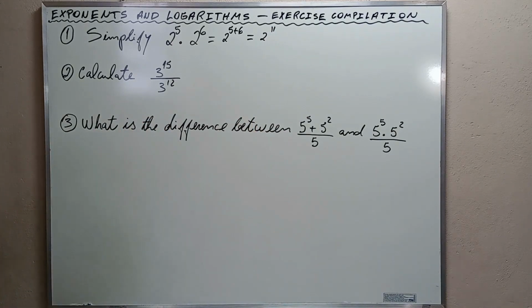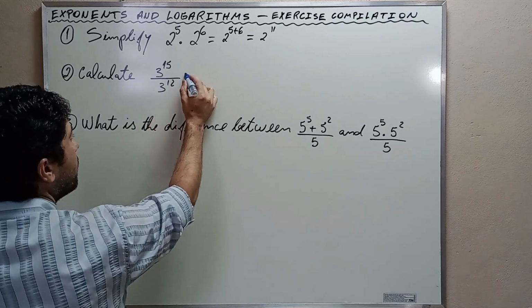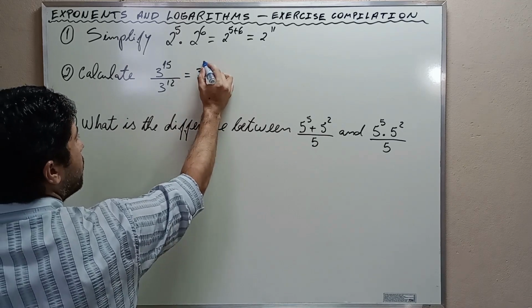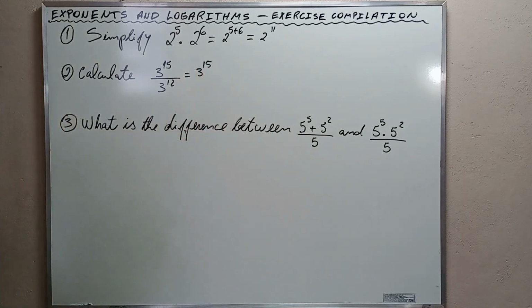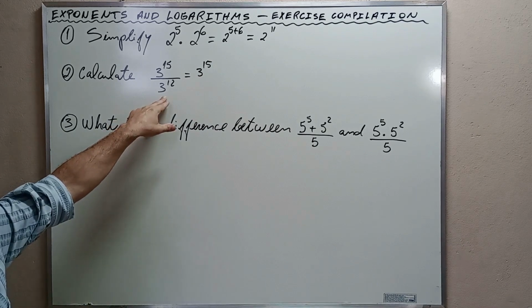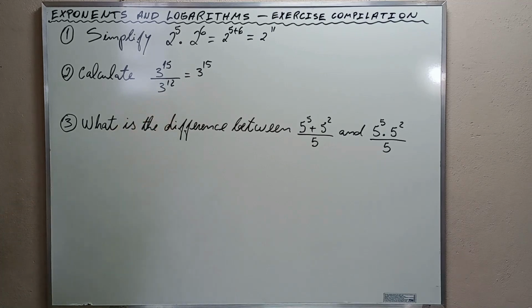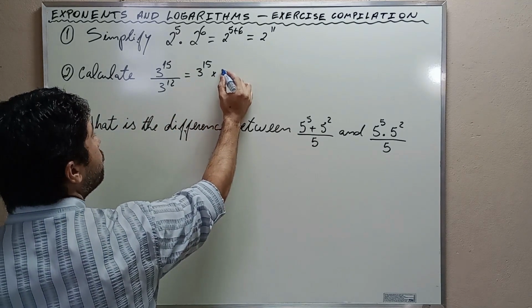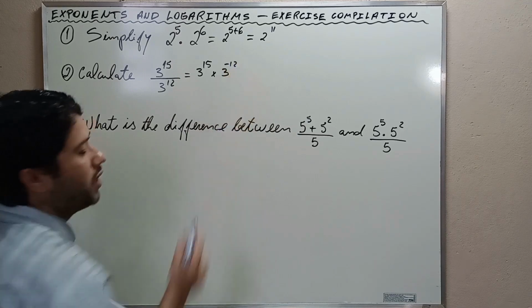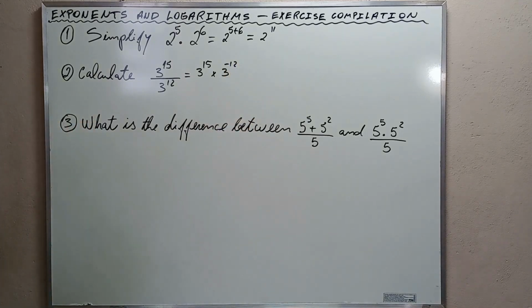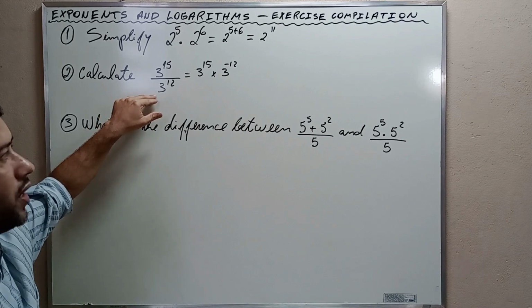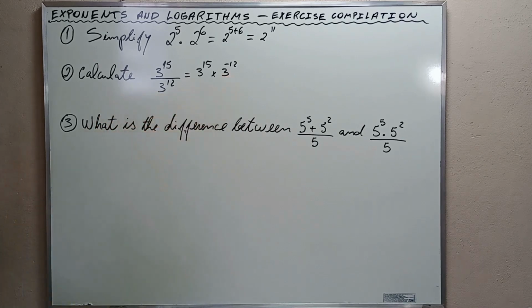Let's go to exercise number 2. Calculate this: 3 raised to the 15th power divided by 3 raised to the 12th power. What can we do? We are going to apply the property. It is going to be 3 to the 15th, and we are going to put this number in the numerator. And how can we do this? We are going to proceed as follows: times 3 raised to the power of negative 12. This is how we convert from the denominator to the numerator, like that.